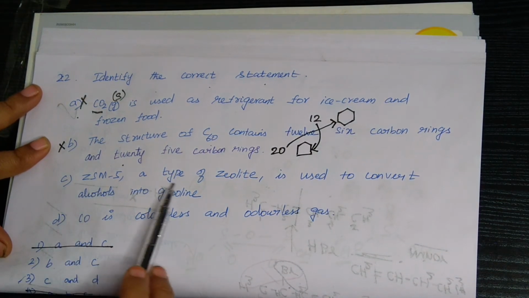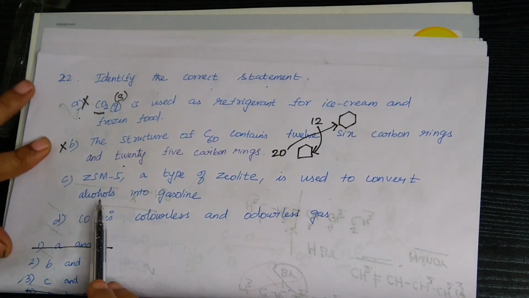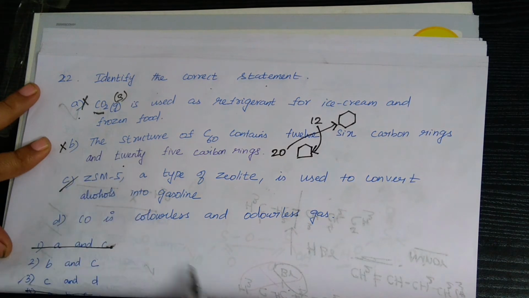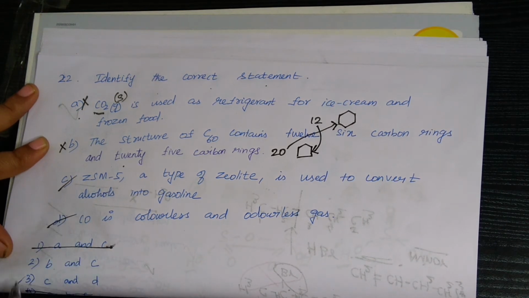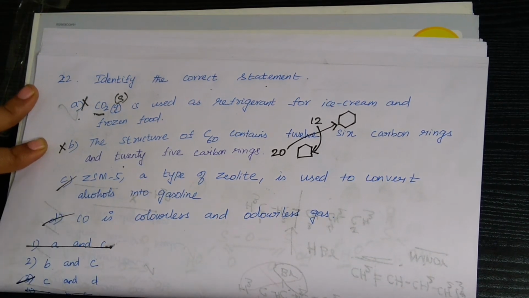Then ZSM is a type of zeolite used to convert alcohol to gasoline. Yes, this is the correct answer. This is in class 11. And CO is a colorless, odorless gas. This is also correct. The option is 3, C and D.